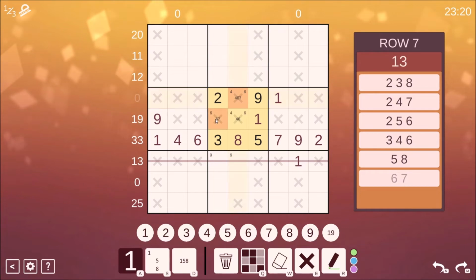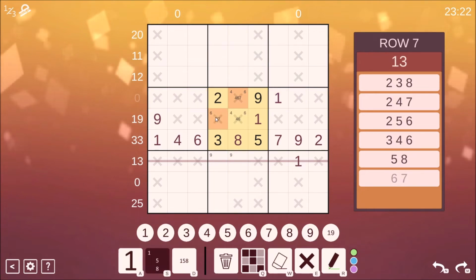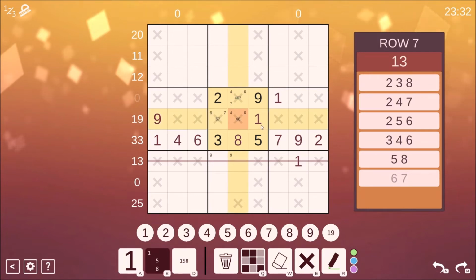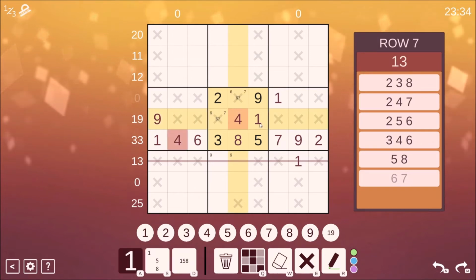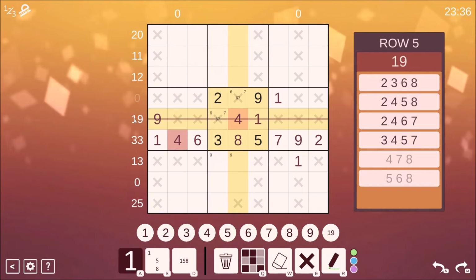So, since we can only have a 7 in one of these two positions, what that does is tells us there cannot be a 6 right here. It would block out both of them. So we can go ahead and place a 4 there. And that removes this possibility.